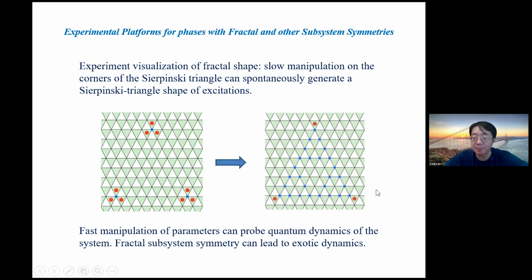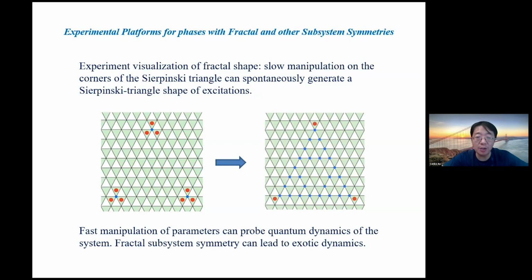So this is something with which we can directly probe or visualize the Sierpinski triangle in the cold atom system. In a cold atom experiment, one can measure and probe every atom individually, so we can easily map out this Sierpinski triangle structure. This is experimental proposal number 1.